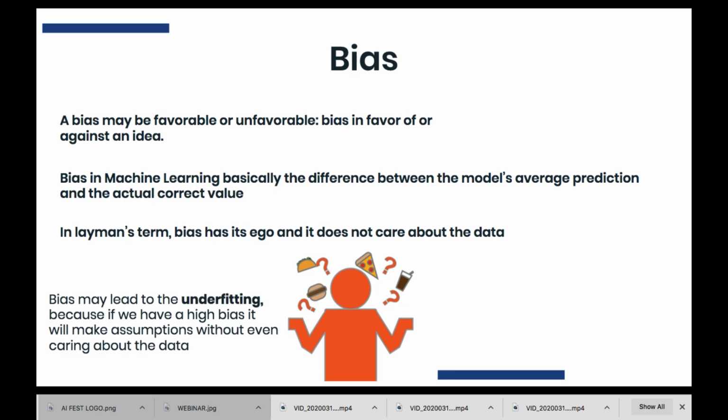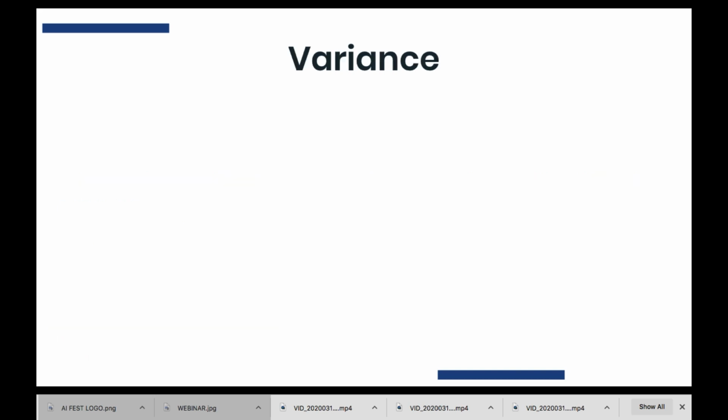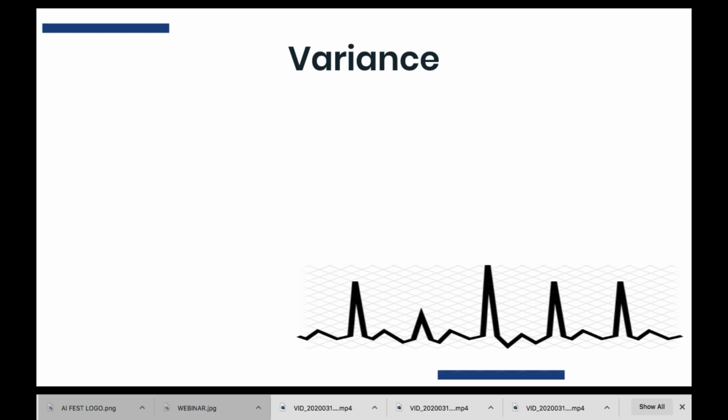So bias can lead to a term called underfitting, because when you have a high bias, it makes assumptions without even caring about the data. So the bias is not in favor of the model. Exactly. Now let's look at the next term, which is variance.